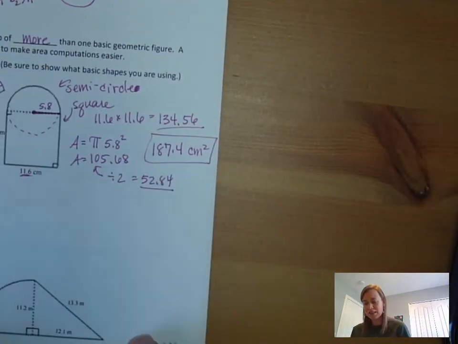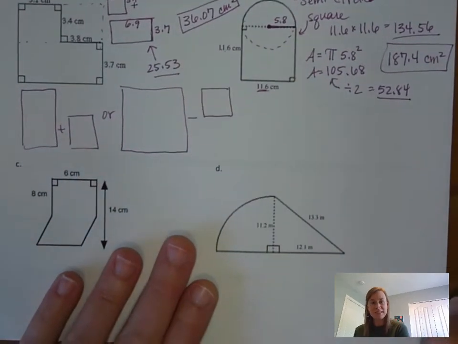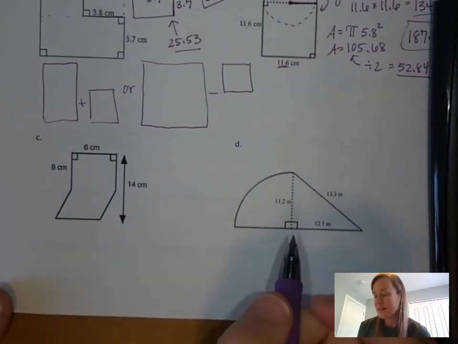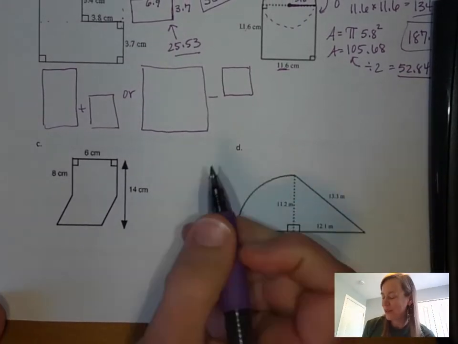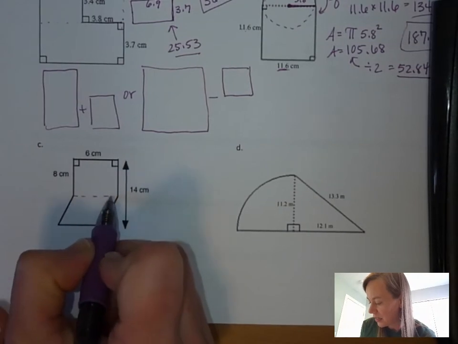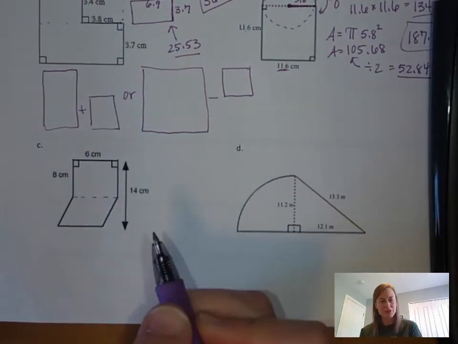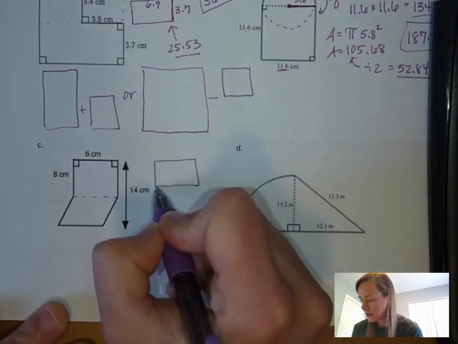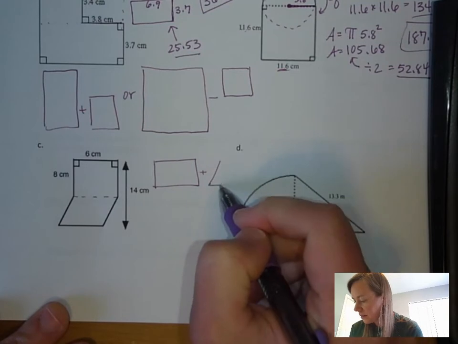Okay, so let's go on and look at part C. Now, if you want to try C by yourself, go ahead and stop the video and see what you can do, okay? Let's go ahead and solve it now. I'm going to divide this. What I'm seeing is a rectangle sitting on top of a parallelogram. Is that what you're seeing? So you can kind of think of it as this plus this.